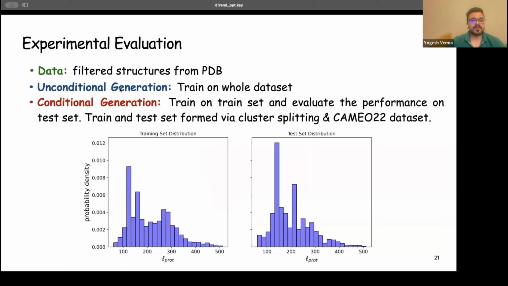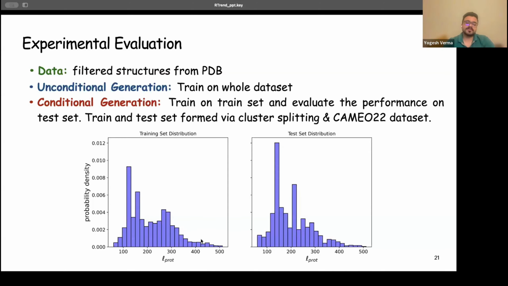One of the tasks that we do is unconditional generation. So we train on the whole data set and just generate protein structures unconditionally. The other one is conditional generation, where we want a certain sequence and then generate the protein, and then we compare it to the real one. In order to evaluate that, we have a training and test set, so that we can train our model on the training set and evaluate it on the test set fairly, so that there is no data leakage between the training and the test set.